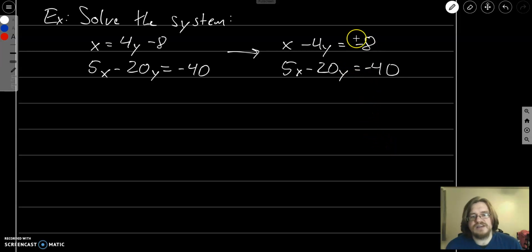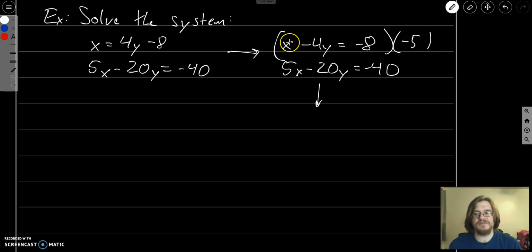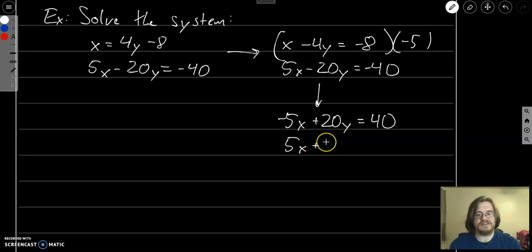And what we'll start to notice is at the top and the bottom, the top looks like exactly 1/5 of the bottom. So let's multiply the top by negative 5. And by multiplying by negative 5, we will start to see things cancel. So x times negative 5 is negative 5x. Negative 4y times negative 5 is 20y. And negative 8 times negative 5 is 40. On the bottom, we've got 5x minus 20y is equal to negative 40.